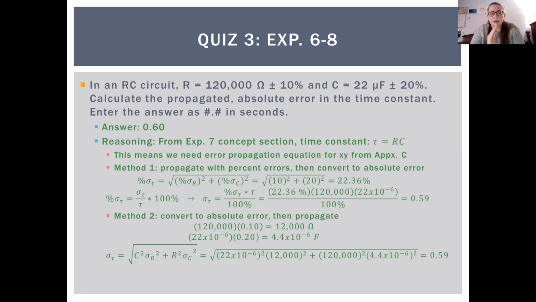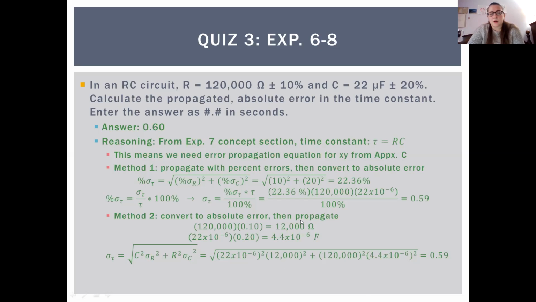Another method is to convert to absolute error first and then propagate those errors, like we did in the previous example. Although this equation is a little bit different than previously because we're not dealing with x plus y. Here we have x times y. So we have a different equation that we need to propagate through. But this equation is the square root of C squared times sigma R squared plus R squared times sigma C squared. So you plug in your capacitance and your uncertainty in the resistance, plug in your resistance and the uncertainty in the capacitance, and then you end up with the same answer of 0.59.